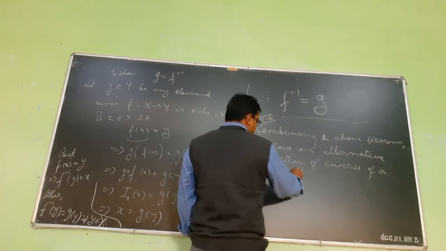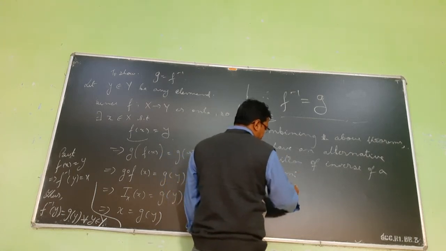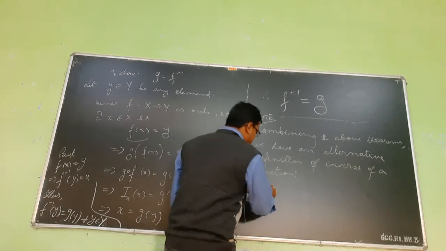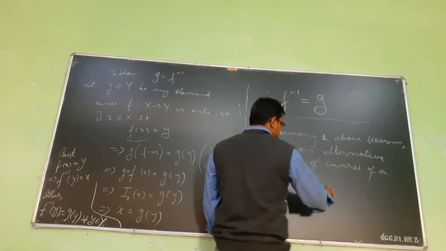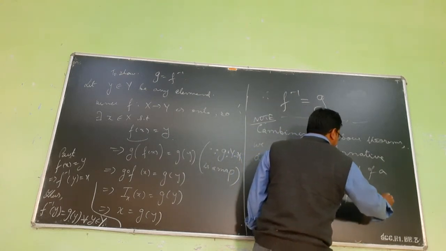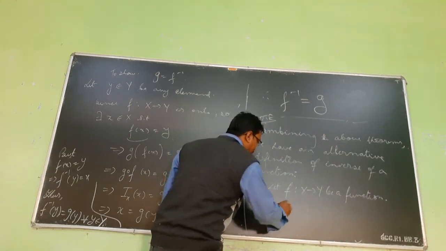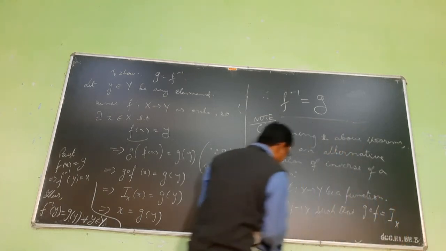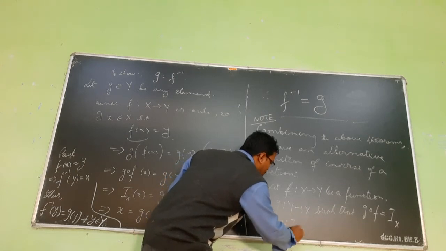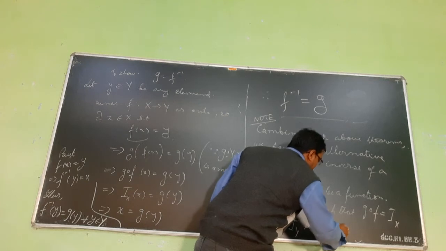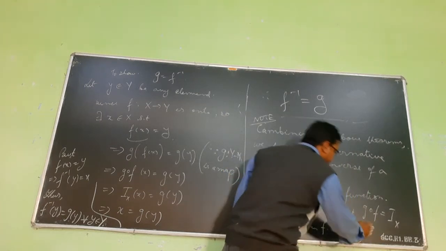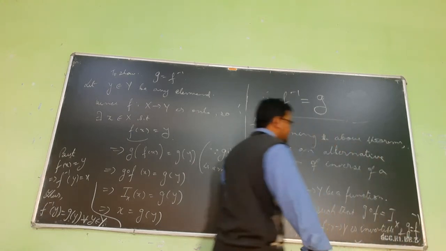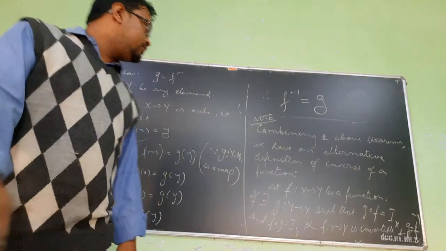So what is that? Let f from X to Y be a function. If there exists g from Y to X such that GOF is the identity map on X and FOG is the identity map on Y, then f from X to Y is a bijection, and f is invertible, and g is the same as f inverse. So this can serve as an alternative definition of inverse.